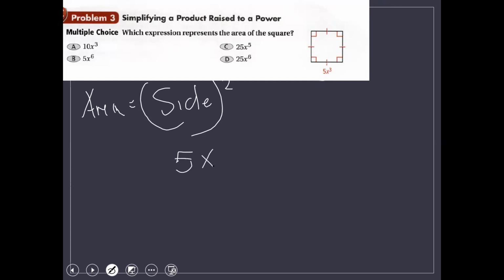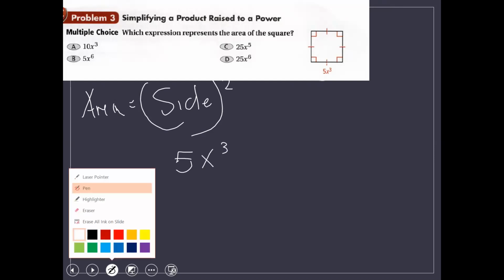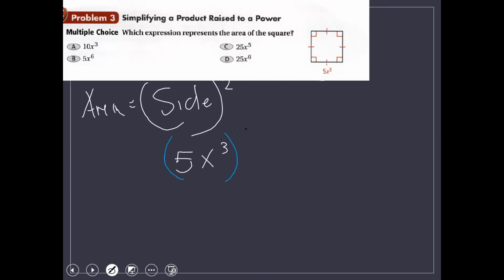Let's now do problem number 3, simplifying a product raised to a power. Which expression represents the area of the square? Before we look, can you remind me what is the area of the square? The area of the square is the side squared. What is the length of the side? This 5x cubed, and this 5x cubed is raised to 2.